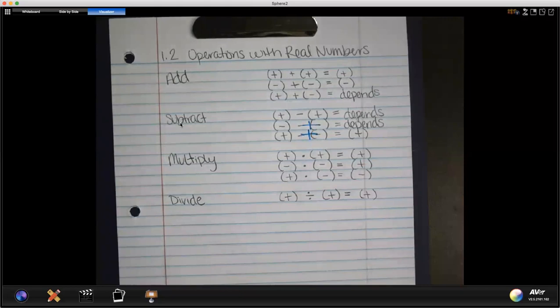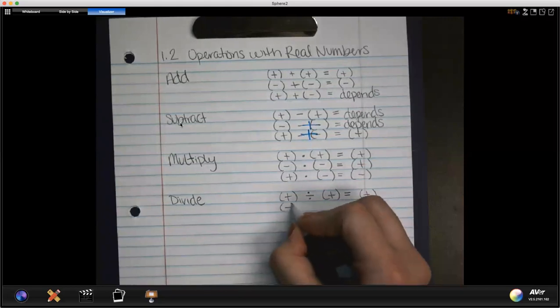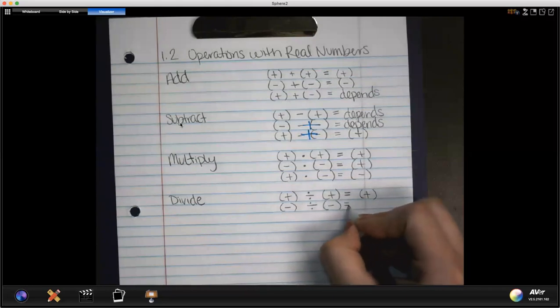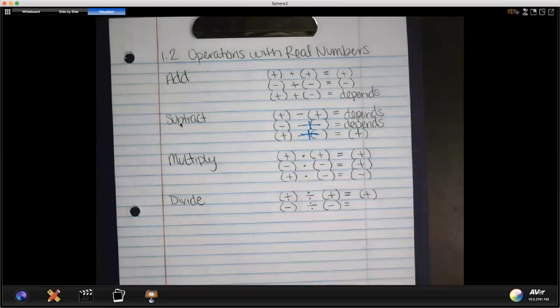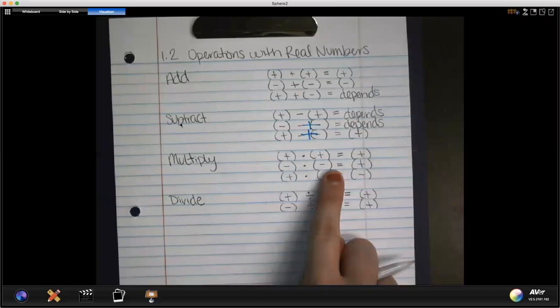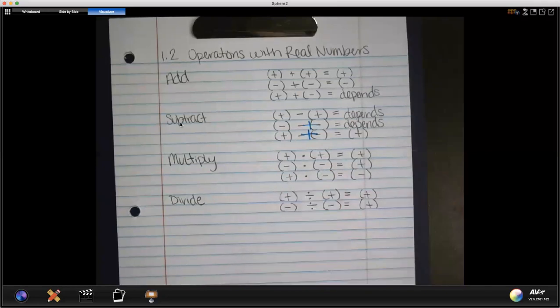What about negatives? I have a negative divided by a negative. What happens? I have -3 divided by -4. What happens when you have a negative divided by a negative? Positive. So that rule is similar to the negative times negative rule. When you have two negatives and you're multiplying or dividing, it turns positive.